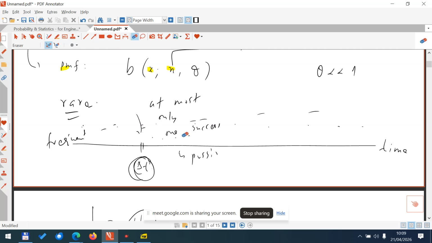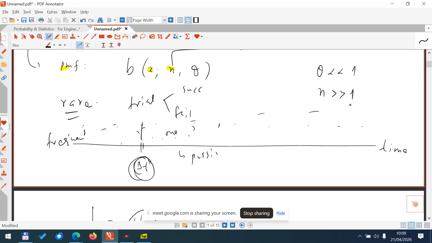Maybe I have to clarify this. In each delta t I have a trial, and that trial will either be a success or a failure. So the success is rare, failure is common. But I am now increasing the number of trials, so it means that n is very, very large, right? Similar to a Riemann integral.